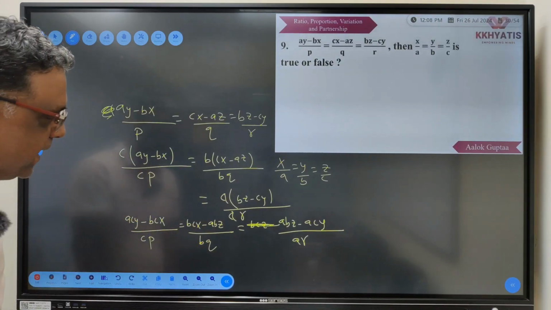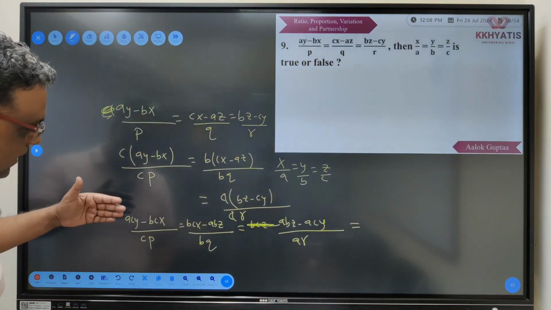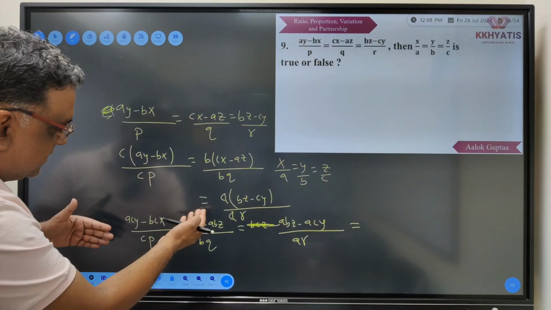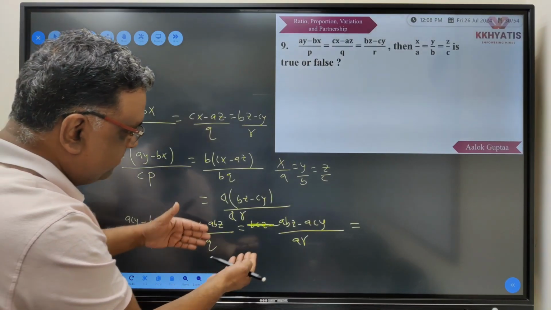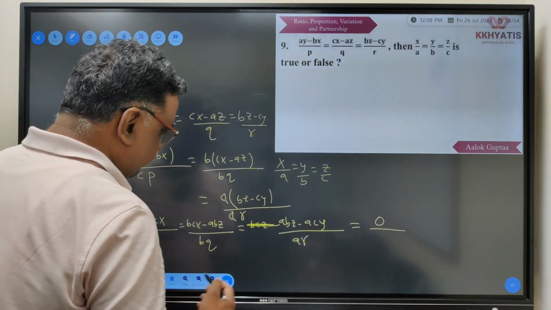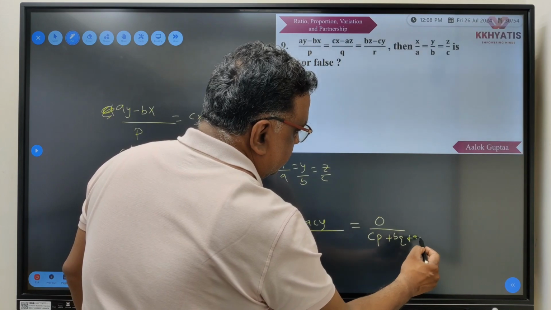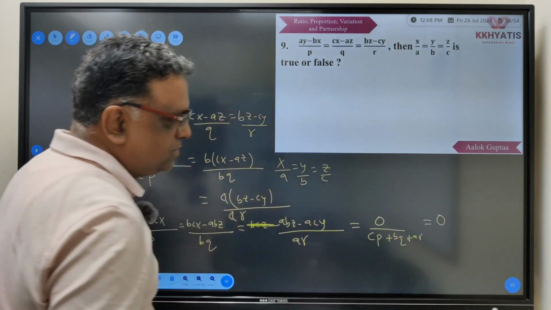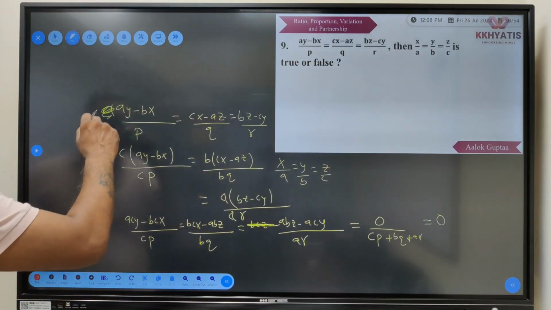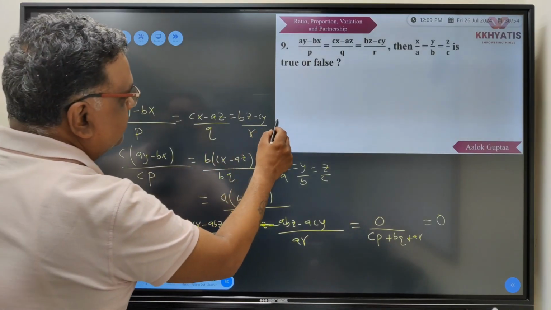So now I will try to add these. When I add this, ACY and this ACY will get cancelled out. BCX and this BCX will get cancelled out. ABZ and this ABZ will get cancelled out. So this will become 0 upon CP plus BQ plus AR, which means the entire ratio actually became 0. 0 upon something is always 0. Which means this entire ratio is equal to 0.